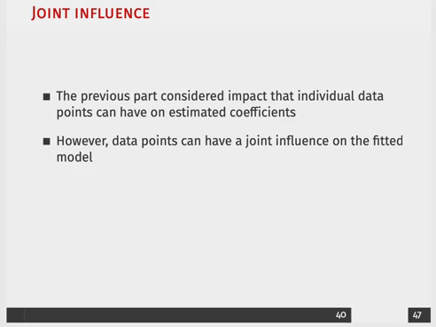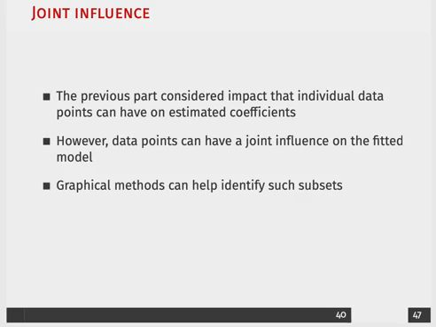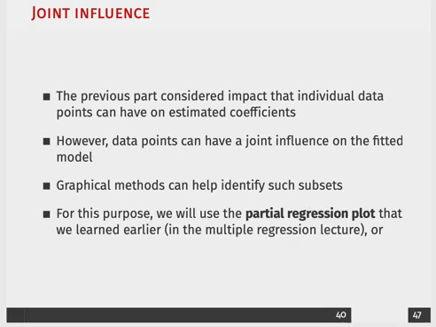Now, it's possible, however, if we have many covariates, that data points could have a joint influence on the fitted model in the sense that they're outliers in our cloud of x's again. So there are some graphical methods that we can use to help identify these subsets of data points that may be jointly influential. For this purpose, we're going to go back to something that we talked about in previous modules, and that's the partial regression plot or the added variable plot.